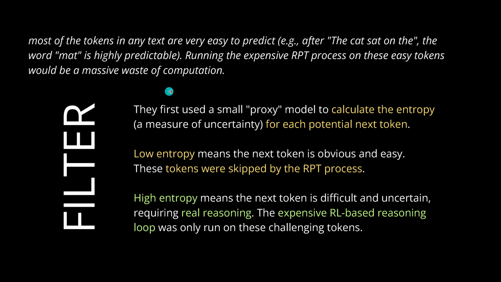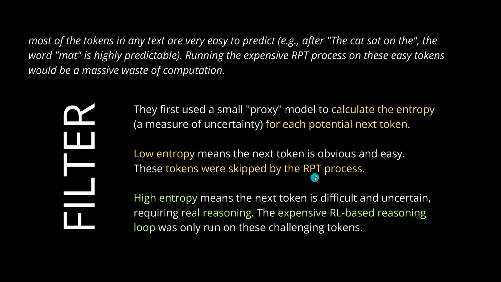So what they did, they used the small proxy model to calculate the entropy of a token, I have a specific video on this just last week, for each potential next token. A low entropy means that the next token is obvious and easy. Therefore, we do not have to run the complete OPT process. Only when the token entropy calculation says there is a high probability that we do not know this, this is a real difficult challenge, no? So high entropy means the next token is difficult and uncertain to predict, requiring the real reasoning process of OPT.